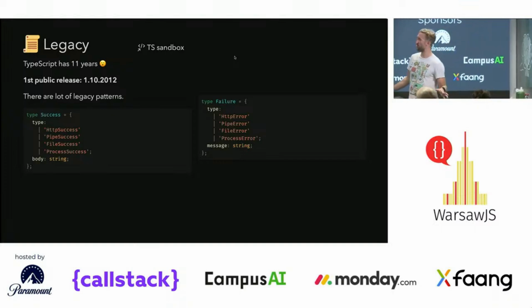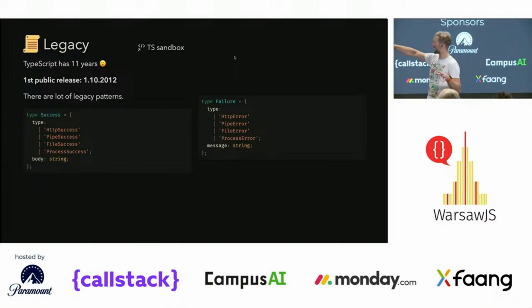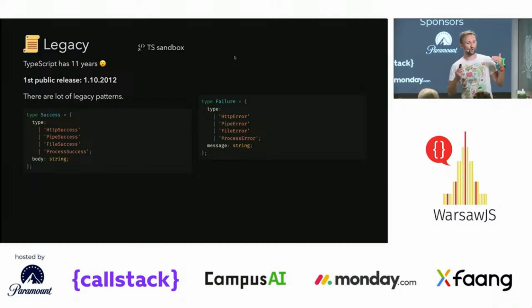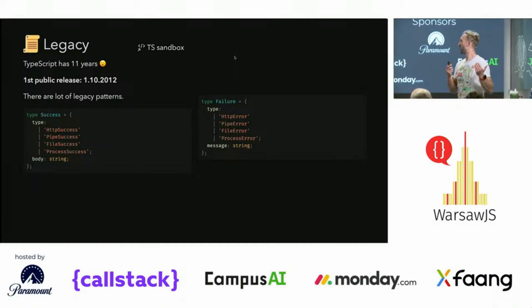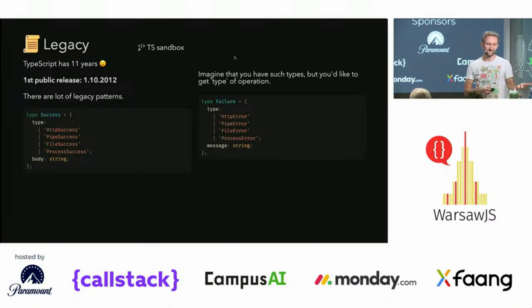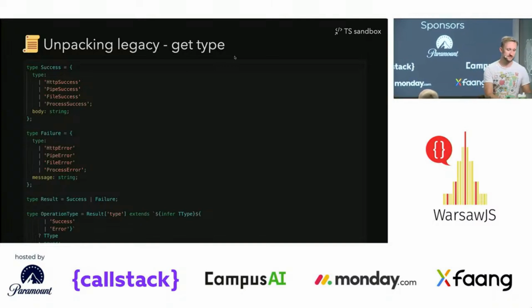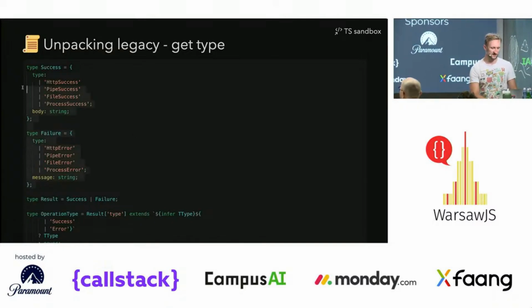100 internet years ago created those two types, success and failure. And now we would like to know what the heck happened and where the failure occurred. Was it the HTTP failure? Was it the pipe, process, file? Yeah. So let me unpack it one more time. So those are the two types that you just saw. Let me create some small union.